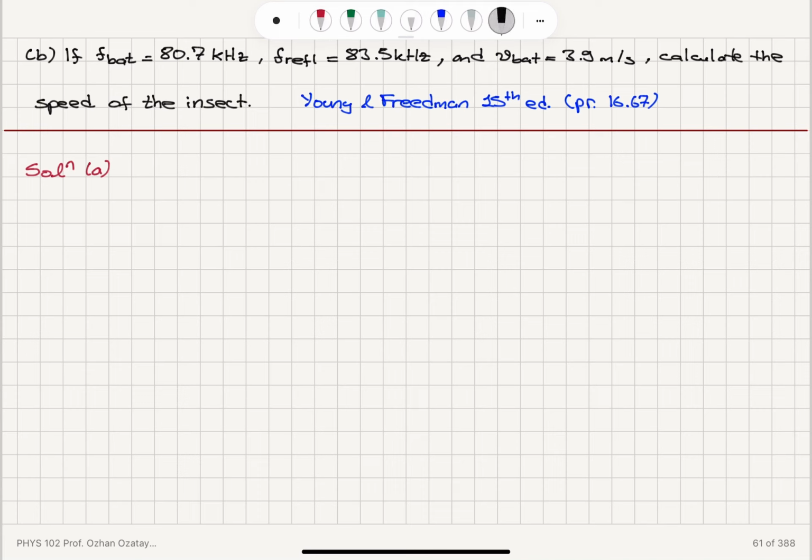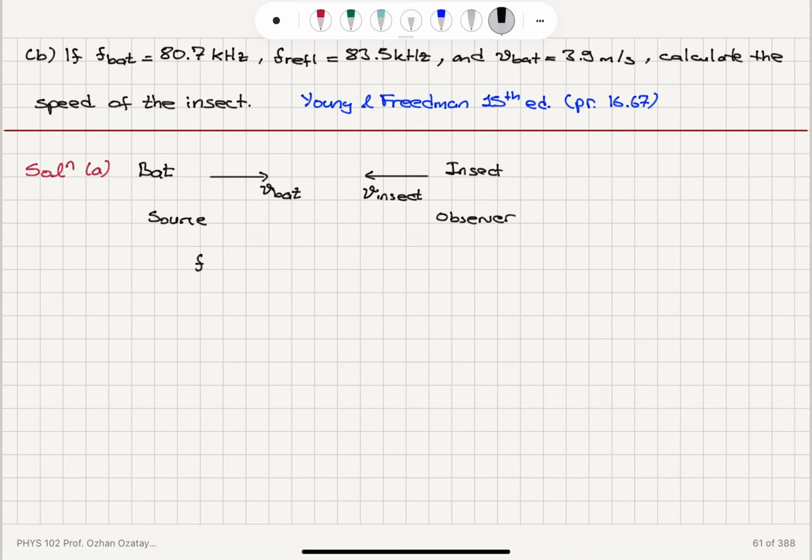Okay, so the bat is moving with a speed v bat towards the insect, and the insect is moving towards the bat with v insect. So the source is the bat first, and the observer is the insect. So the insect is detecting the sound created by the bat.